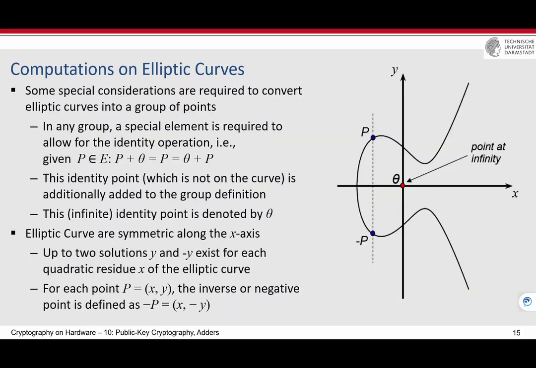Now, every point, which we call P, is symmetric over the x axis, so minus P is also available on this curve. If P is on the curve, minus P is also on the curve. We need one more point, an imaginary point at infinity, which does not exist on the curve, but we have to consider it because we want to, for example, say P plus something equals P. So we have to define something like this.